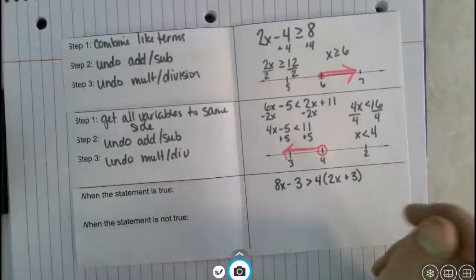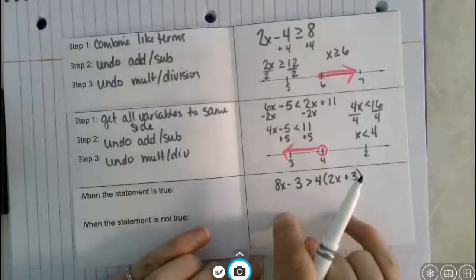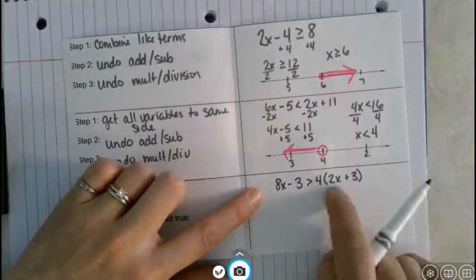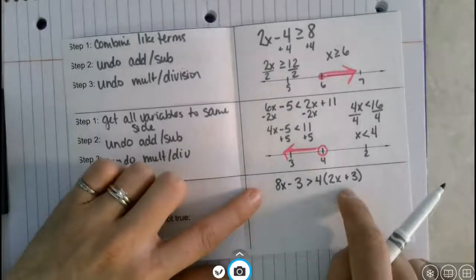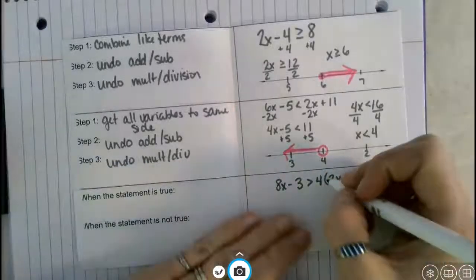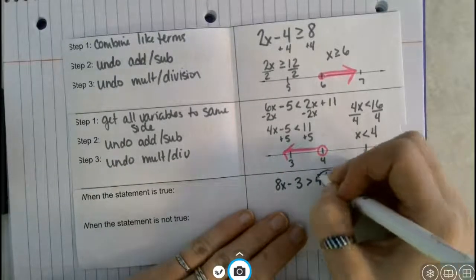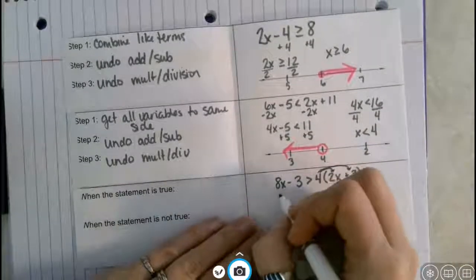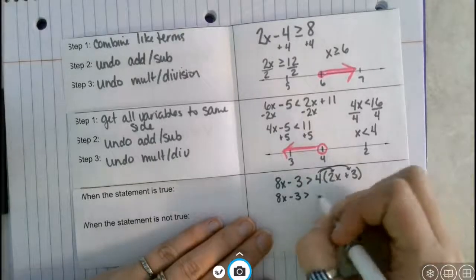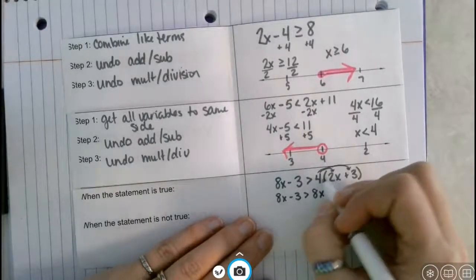Okay, so let's go ahead and solve this. I see I have variables on both sides, so I have to first get them all to the same side. But I also see that I have these parentheses, so I have to deal with that first. So first I want to use the distributive property, where I take whatever's outside and I multiply it by everything inside. So I'm left with 8x minus 3 is greater than 4 times 2 is 8x, 4 times 3 is 12.